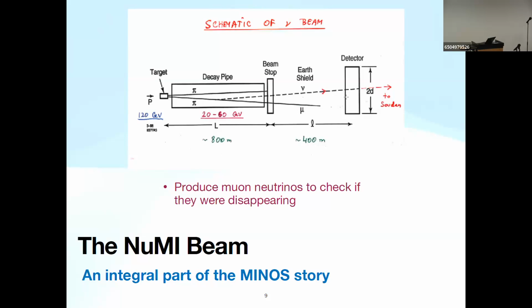So the idea was to make a beam such that we could look at whether those muon neutrinos were really disappearing in a controlled way by starting with some muon neutrinos that we understood.